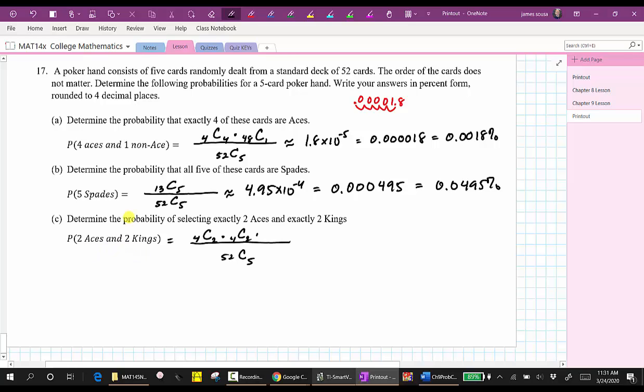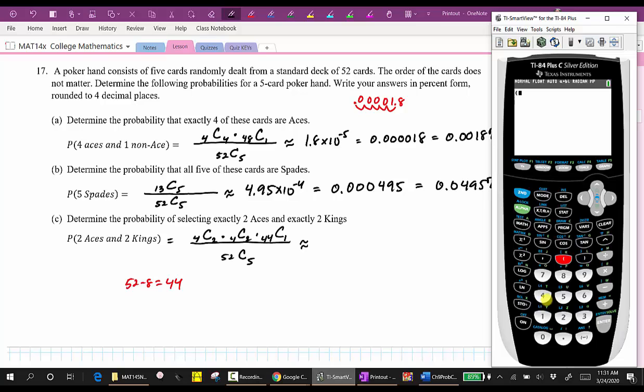Well, there are 4 aces and 4 kings. 52 minus 8 is equal to 44. There are 44 cards that would not be an ace and not be a king. The number of ways of selecting one card that's not an ace and not a king would be 44 choose 1. Going back to the calculator one last time.